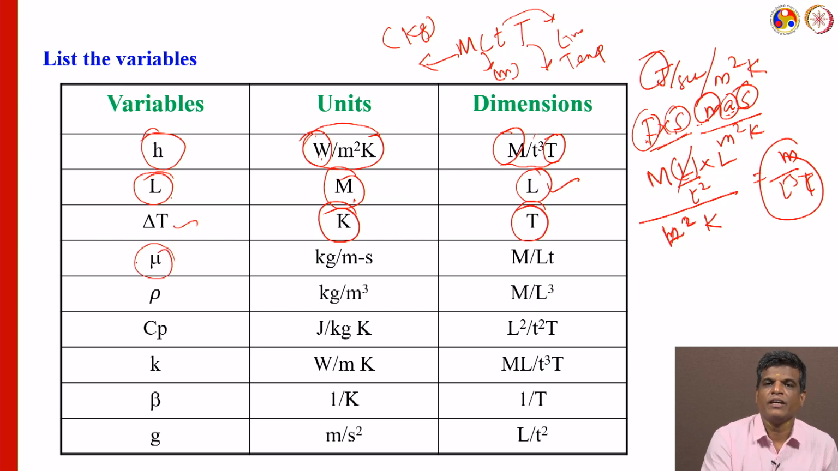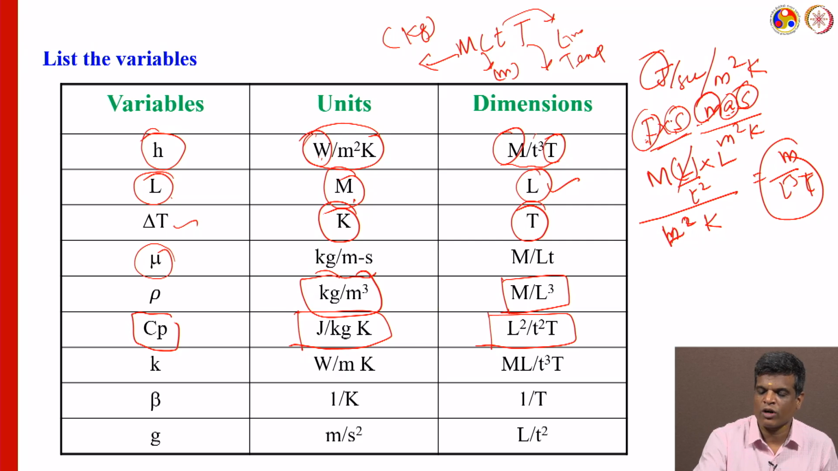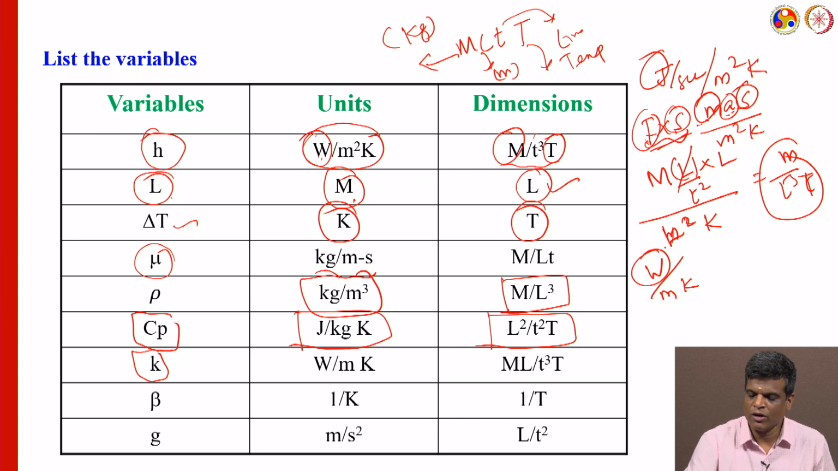Then mu is the viscosity, with unit kg per meter second: kg we write as M, meter as L, and second as T. The density is kg per meter cube, so we can write M by L cube. In the same way, for specific heat capacity Cp, joule per kg Kelvin, we can write L square by T square, and again joule is work equal to force into distance. Then K stands for thermal conductivity, watt per meter Kelvin. What is that? Joule per second, then meter per Kelvin.